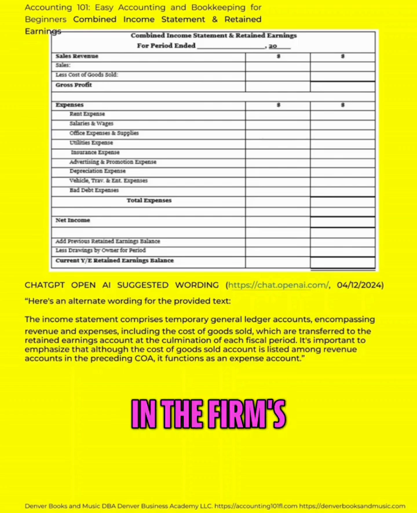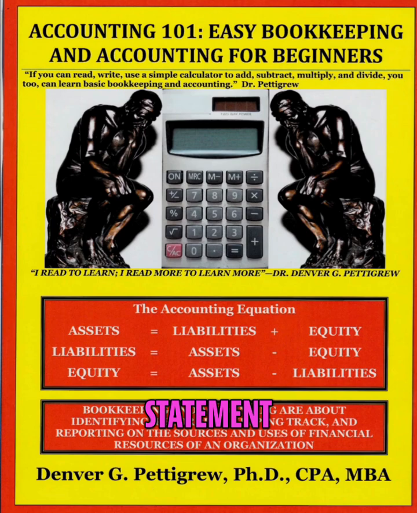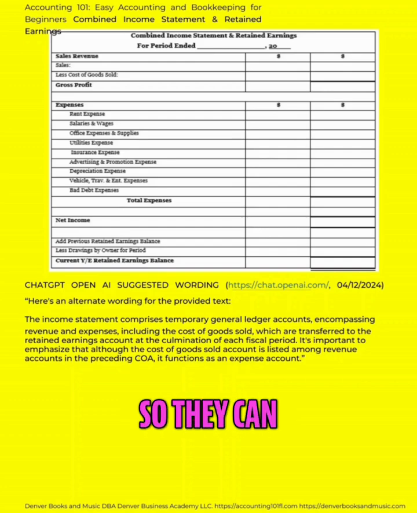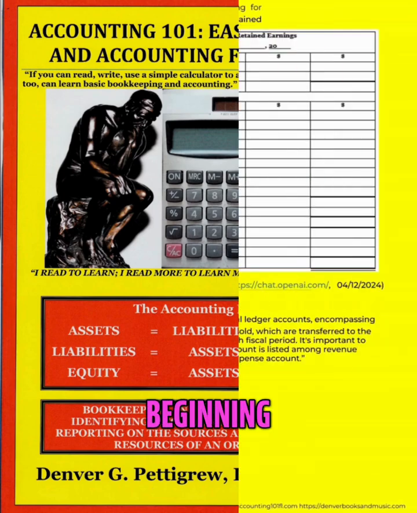The general ledger accounts in the firm's chart of accounts for the income statement are temporary or nominal accounts because their cumulative balances are zeroed out at the end of an operating cycle or financial period, so they can start the subsequent financial period with zero balances to record activities for the new operating cycle. The chart of accounts shows the categories, descriptions, and the general ledger account numbers that make up the elements of the income statement, and shows revenue account numbers usually beginning with the number 4 and expense account numbers beginning with the number 5.